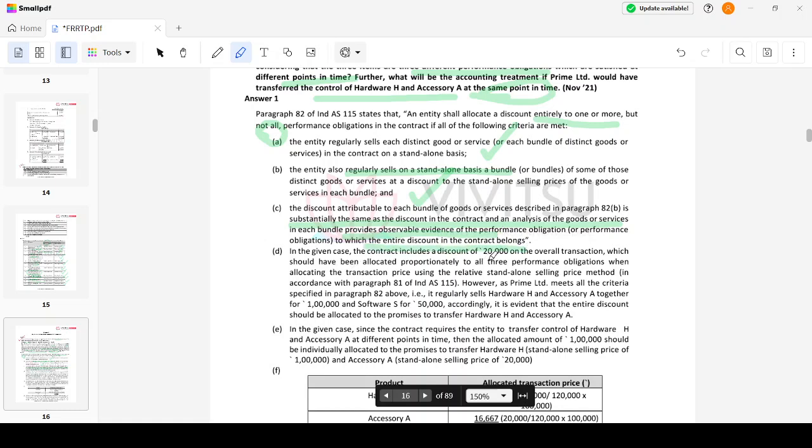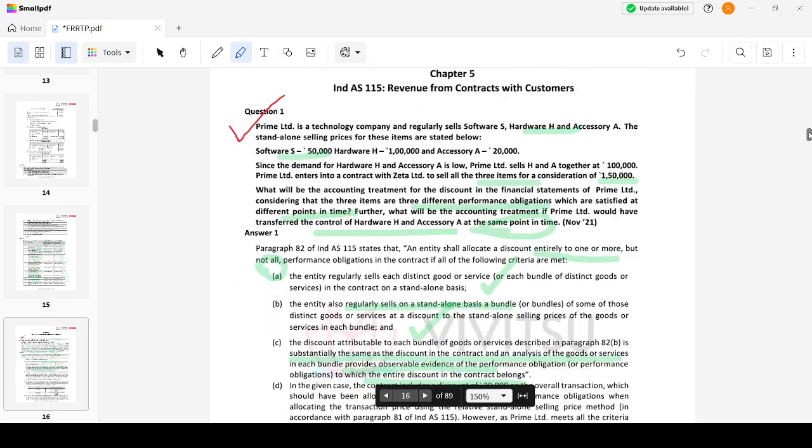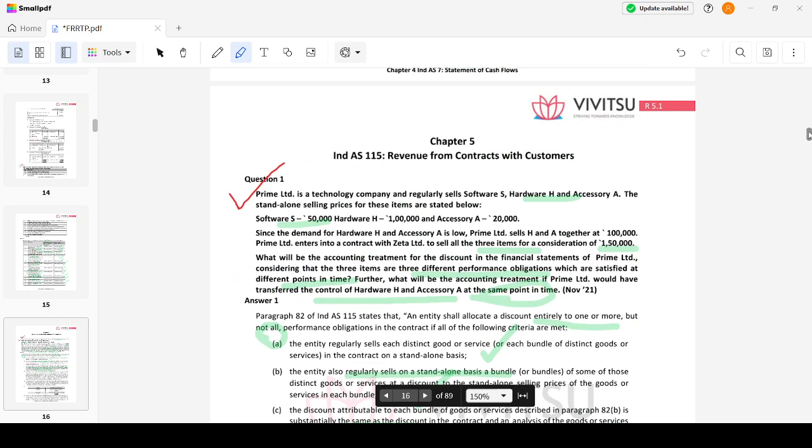In the given case, the contract includes a discount of 20,000. Let's come back here. 50,000 plus 1 lakh plus 20,000 is 1 lakh 70,000, but I'm going to sell all three items at 1 lakh 50,000. The other thing is that these two products, worth 1 lakh 20,000, I regularly sell at 1 lakh. So the discount of 20,000 is attributable only to H and A, because the difference between these two prices is 50,000, which is the standalone selling price of software. There is no discount attributable to software. That is the first conclusion.